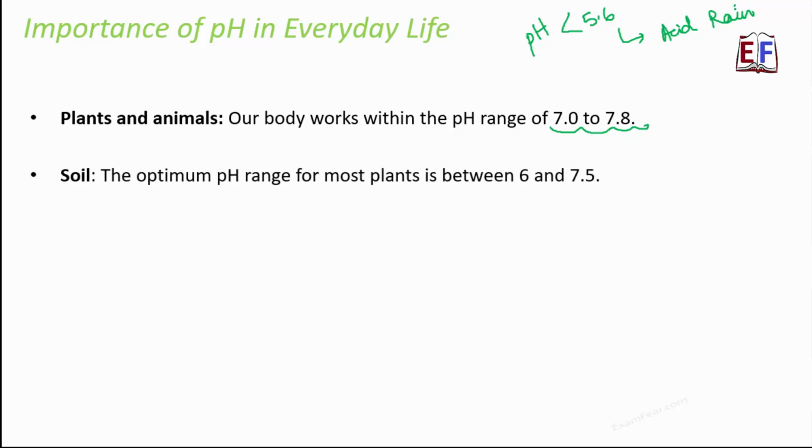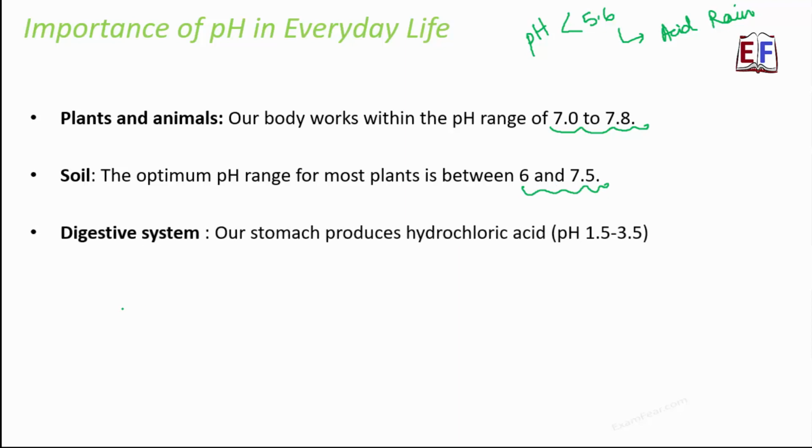If you talk about soil, an optimum pH range is very important for the proper growth of the plants, and that optimum pH range is between 6 to 7.5. If you talk about our digestive system, our stomach produces hydrochloric acid because hydrochloric acid plays a very critical role in our digestion process. Now, this hydrochloric acid operates in the pH range of 1.5 to 3.5.